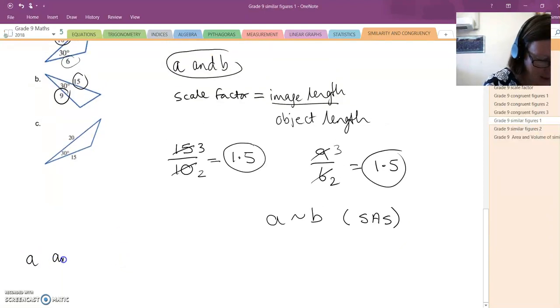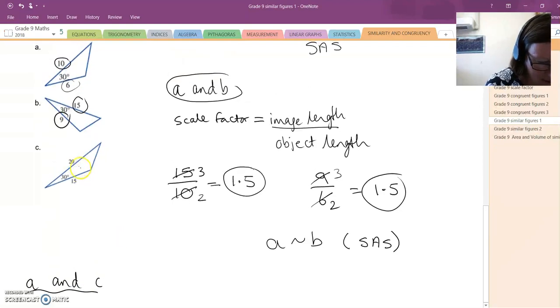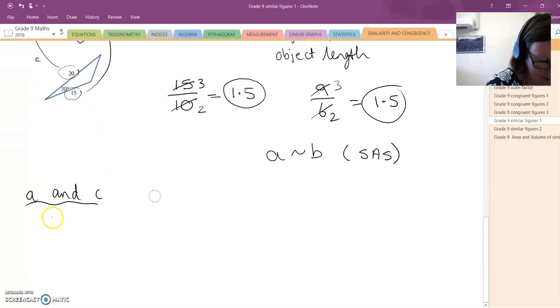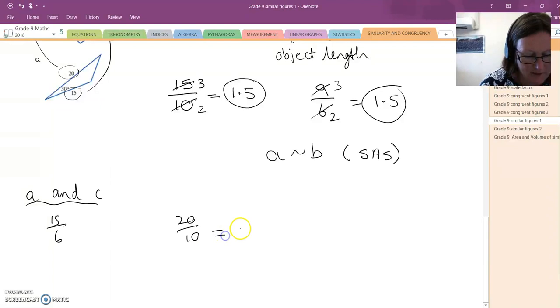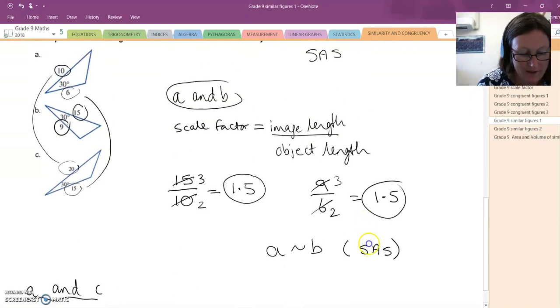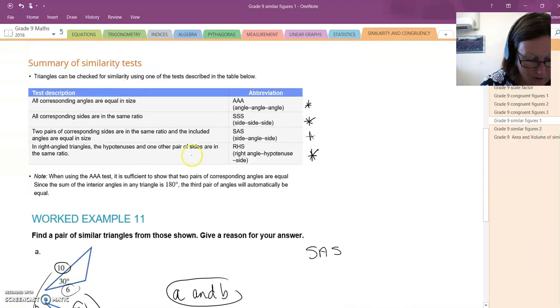We just better check the other triangles here, so let's check maybe A and C. So if we're checking A and C, 15 started off as 6 and 20 started off as 10. So 15 over 6 and 20 over 10. So that's a scale factor of 2. That's 3 goes into that twice. 3 goes into 5. That's a scale factor of 2.5. So the sides of A and C are not in the same ratio.